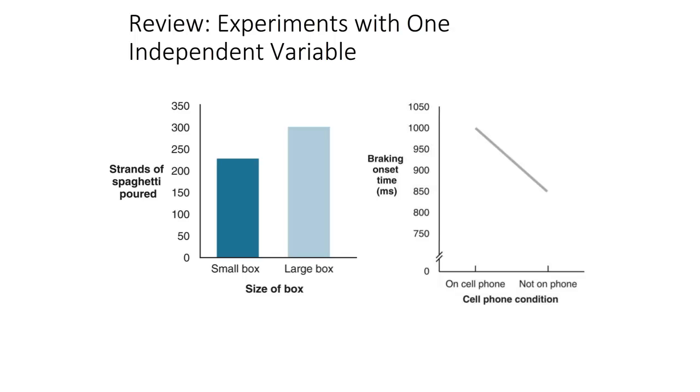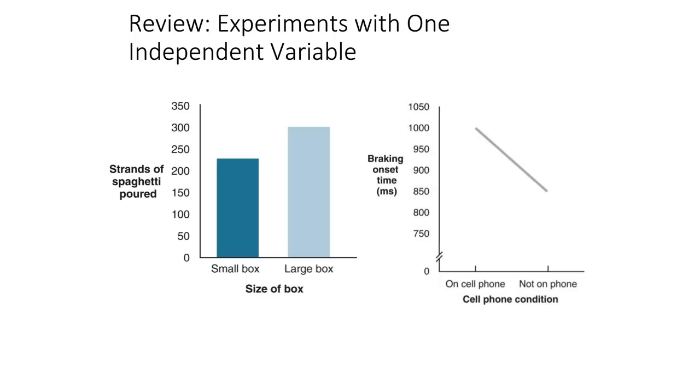So here on the left we have a graph showing the strands of spaghetti poured depending on the size of the box. So you get a small box of spaghetti and it doesn't have as much spaghetti in it. A larger box of spaghetti would have over 300 strands of spaghetti poured in our silly little example here.